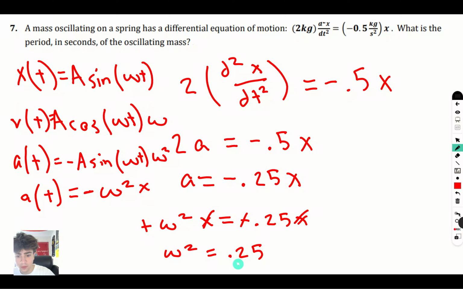Now let's solve for omega. We know that 0.25 is 1/4, so omega is going to give us the square root of 1/4, and the square root of 1/4 is simply 1/2.